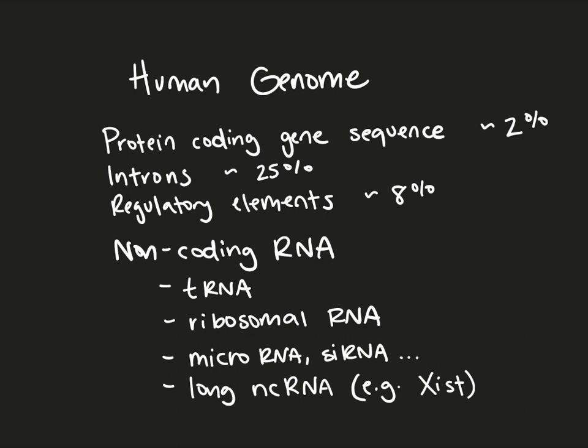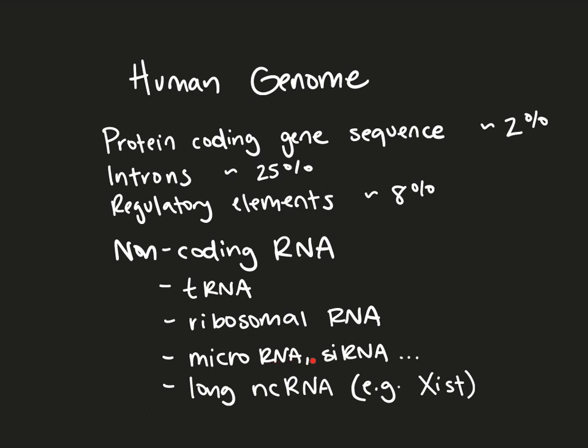These are RNAs that are not translated into protein at all. And these include things like tRNAs. tRNAs, or transfer RNAs, are the RNAs that translate RNA to protein by binding the amino acids to the appropriate codon. We have ribosomal RNAs. These are RNAs that make up parts of the ribosomes.